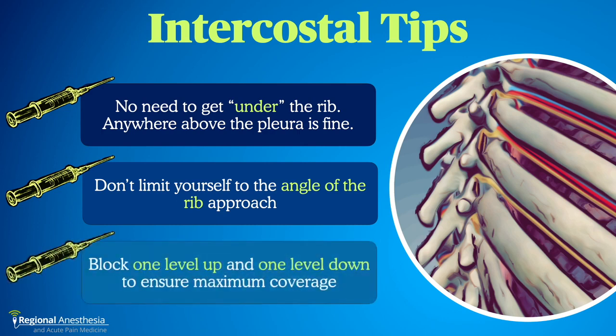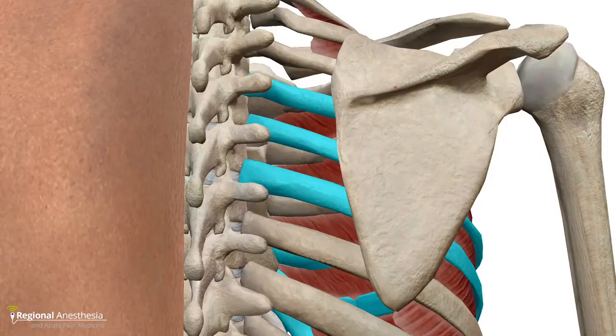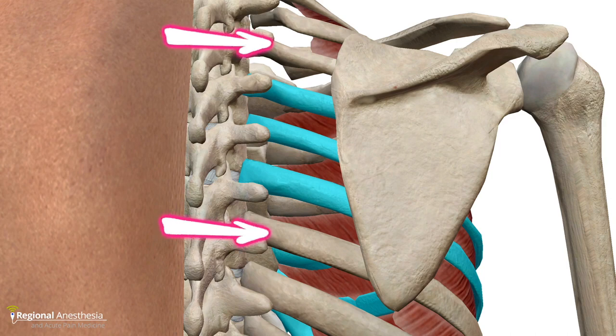And finally, there's a lot of cross-coverage of adjacent dermatomes. If you're after a specific level, say for fractured ribs 4, 5, and 6, make sure you block the 3rd and the 7th intercostal nerve as well to ensure complete sensory block.